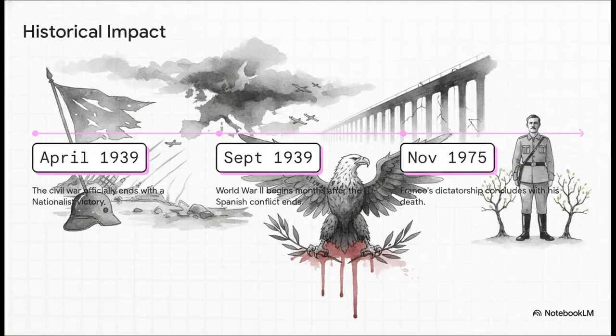Let's zoom out and see how this builds into the broader historical picture. The Spanish Civil War officially ended on April 1, 1939. Just 5 months later, in September 1939, World War II erupted across Europe, unleashing the very tactics and ideologies tested in Spain on a massive global scale. Meanwhile, in Spain, the nationalist victory resulted in the establishment of a dictatorship under Francisco Franco, which would endure for decades, ending only with his death on November 20, 1975.